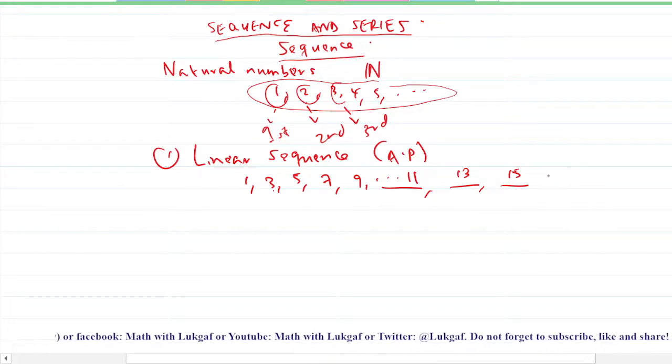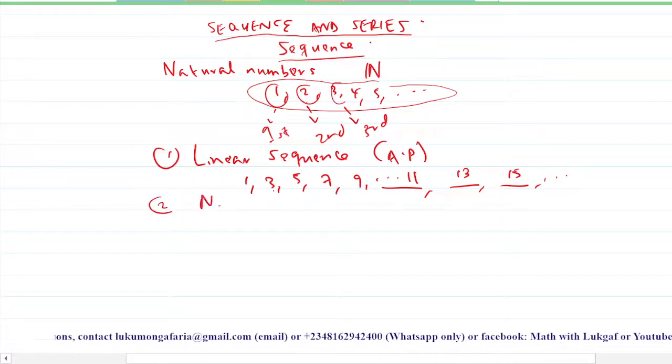You understand now? That's an example of a sequence known as a linear sequence. That is when the consecutive terms increase or decrease by a constant number, and here the constant is 2. That's an example of a linear sequence.